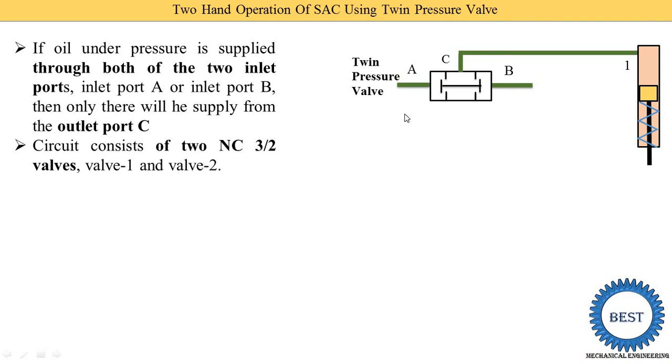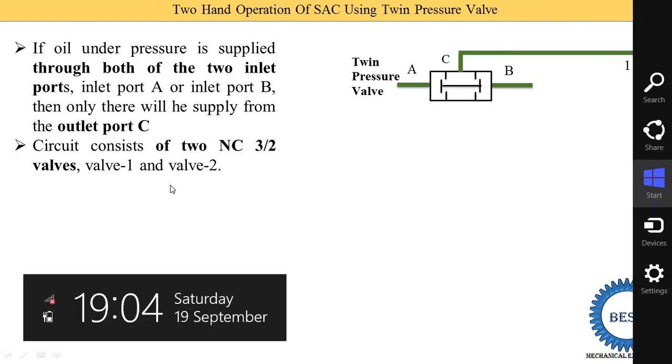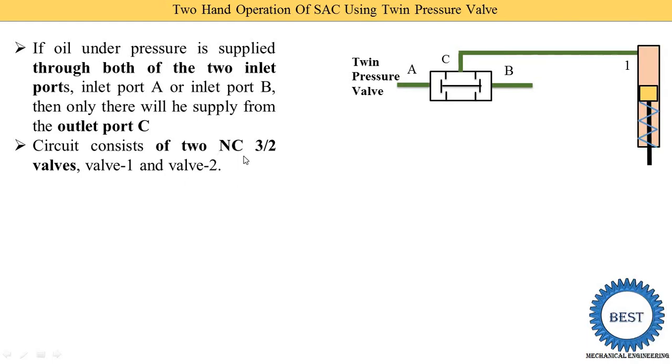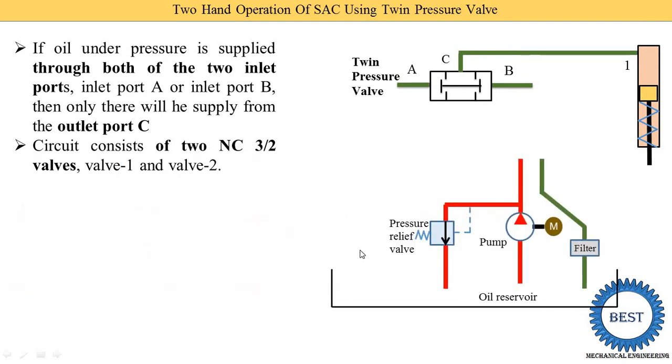This circuit consists of two normally closed valves. Now what is the meaning of NC? NC means normally closed. So the circuit consists of two normally closed 3x2 valves. One valve is known as valve A and another valve is known as valve B. So first we draw the basic components of this hydraulic system: the oil reservoir, pump, and for running the pump we require the motor. This is the pressure relief valve, and this green color is the return line, and in the return line a filter is provided.